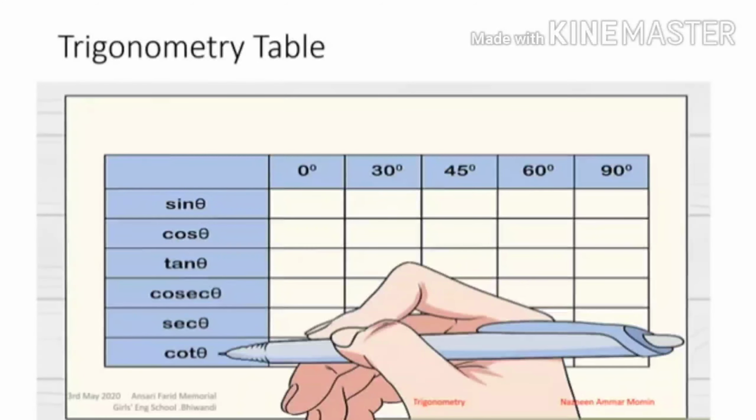For filling this table, firstly let's write 0, 1, 2, 3, 4. Then divide each number by 4. How will it appear? After dividing, 0 divided by 4 is 0 itself, 1 upon 4 stays 1 upon 4, 2 upon 4 is nothing but 1 upon 2, 3 upon 4 stays as it is, and 4 upon 4 is equal to 1.